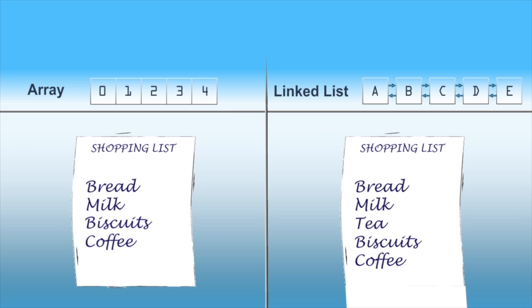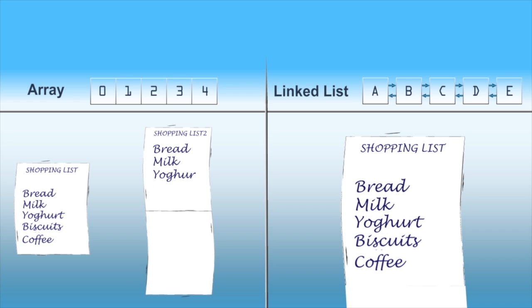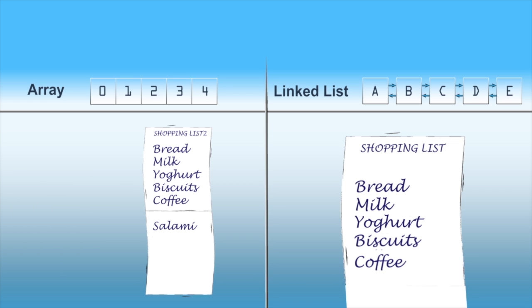If you wanted to add another item into the middle of the list, you would need to squeeze it in. And with an array, this would require quite a lot of shifting. However, with a linked list, it's a very simple process. Another advantage is that the size may change at runtime. An array size is fixed and cannot be changed.